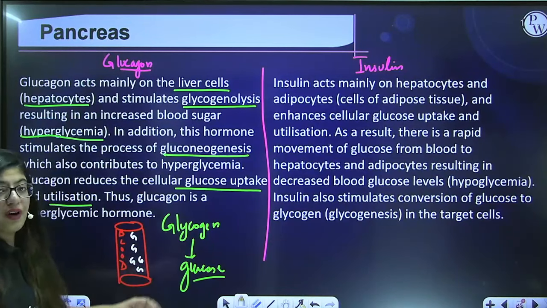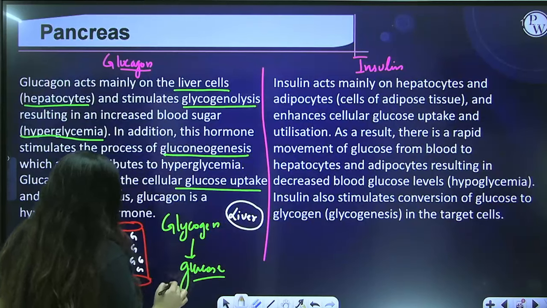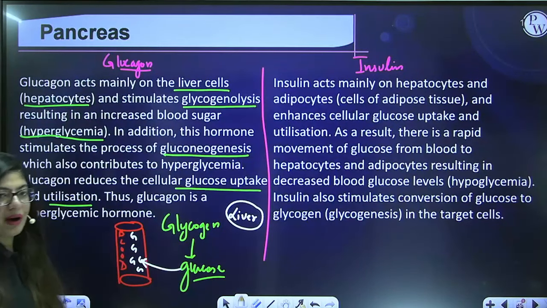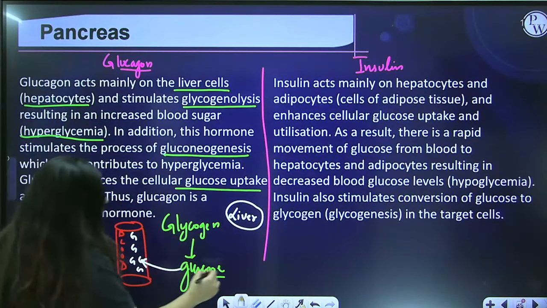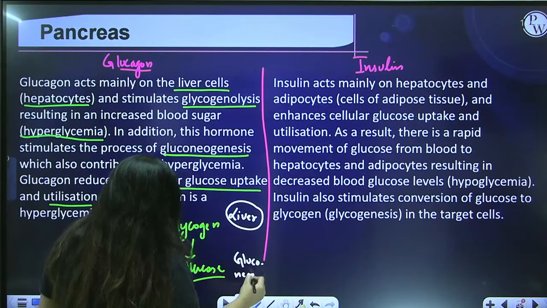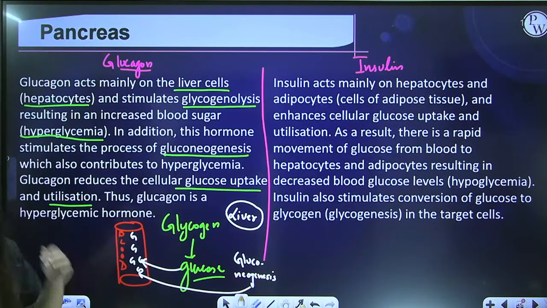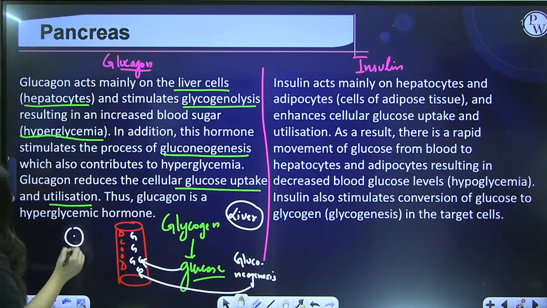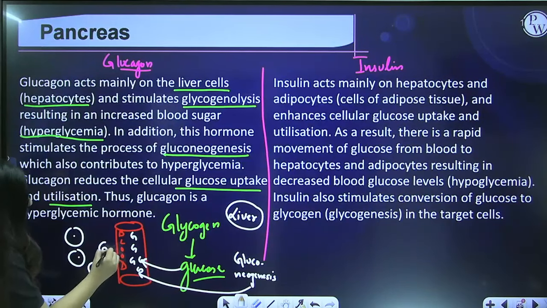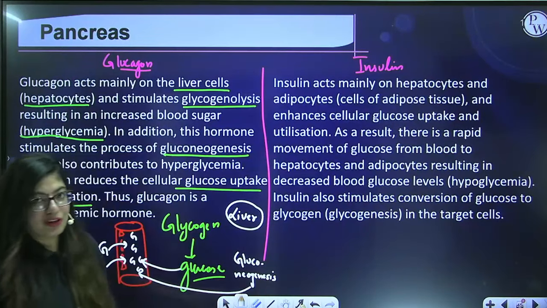How? First, in the liver, it will ask the glycogen store to get converted into glucose, and that will become part of the blood. Second, also in the liver, it will ask the liver to perform gluconeogenesis, which will also increase the blood glucose, right? It will also not allow the cells to take up the glucose, and now glucose will become part of the blood. This is how it functions.